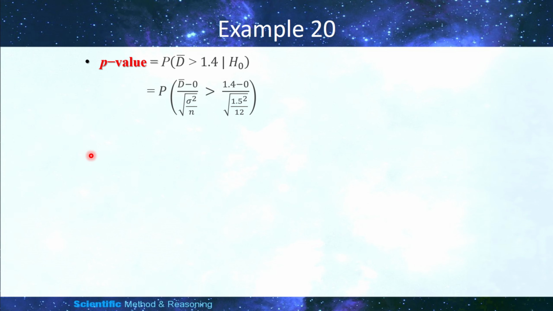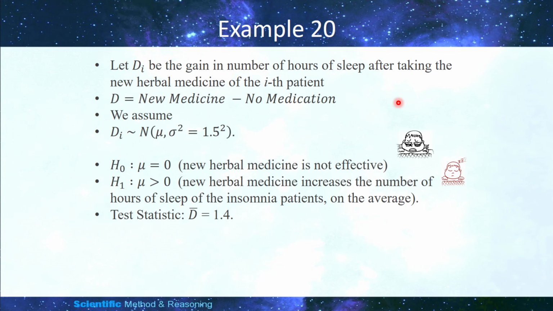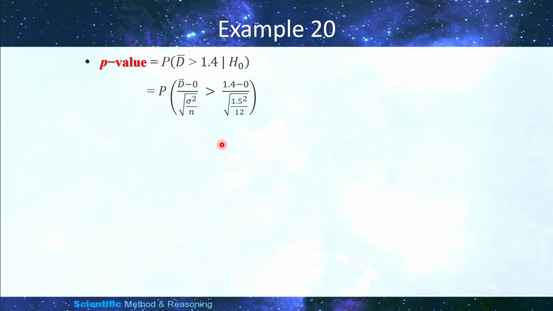So what is the null hypothesis? The null hypothesis is that the mean is 0. If you go back to the assumption, we have that di follows a normal distribution with unknown mean mu, but the variance is known. The variance is 1.5 squared. Then we know the distribution of the sample mean under the null hypothesis, which by a z transformation is d bar minus mu, where mu is 0 under the null hypothesis, divided by the square root of the variance sigma squared over n.